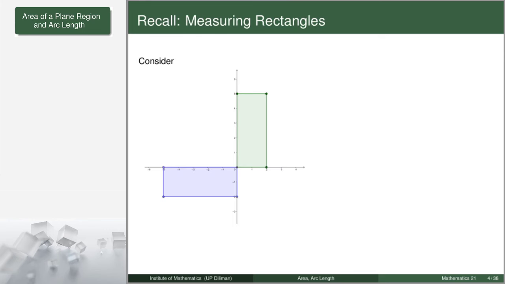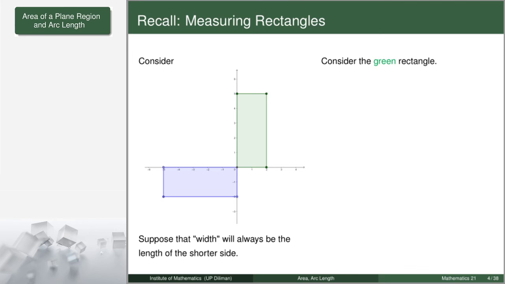Now consider that I have these two rectangles and I wish to find out their areas. We know that the area of a rectangle is given by its length times its width. For simplicity, I will always suppose that the width will be the length of the shorter side. Now let us analyze and find out how to get the areas of these two rectangles. Let's consider first the green rectangle.